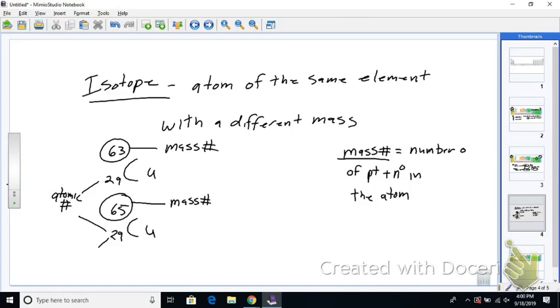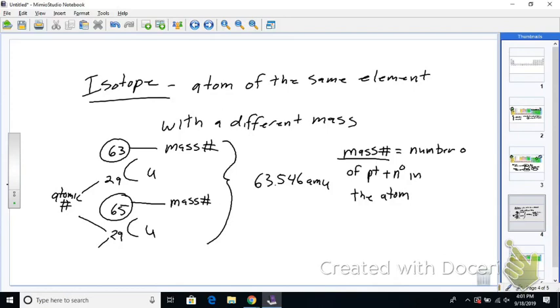All right? If you look at the atomic weight, what we call the average atomic weight, we average these 2 isotopes together. And they come up with an average based upon the percentage each one has. And the average, which is called the atomic mass unit, is 63.546 AMUs.